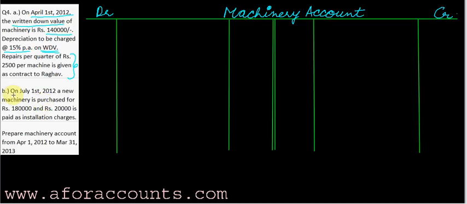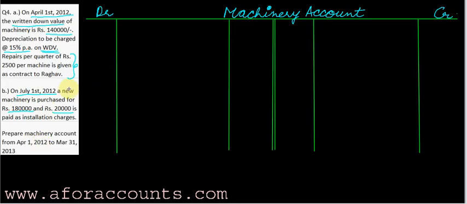So B point, on 1st July 2012, a new machinery is purchased for rupees 1,80,000 and 20,000 is paid as installation charges. Means the total cost of the machinery will be 1,80,000 plus 20,000, that is 2 lakhs, because installation charges are included in the cost of the machinery. Prepare machinery account for these 2 years.